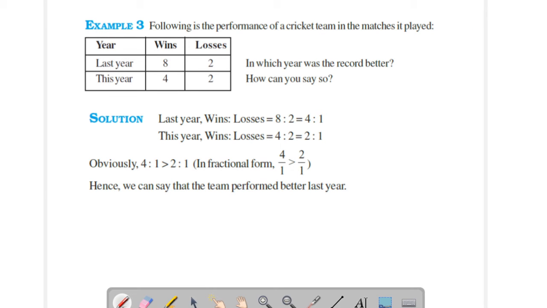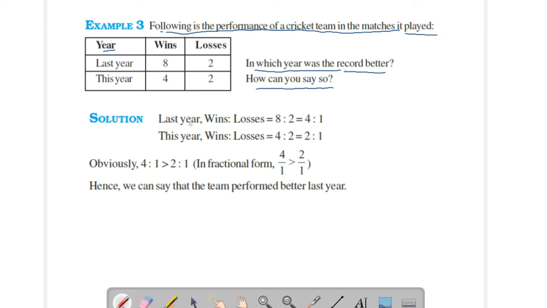Come to example 3. Following is the performance of a cricket team in the matches it played. Here see years. Last year, wins were 8 and losses 2 matches. And this year they won 4 matches and lost 2 matches. You have to find out in which year the record was better. How can you say so?